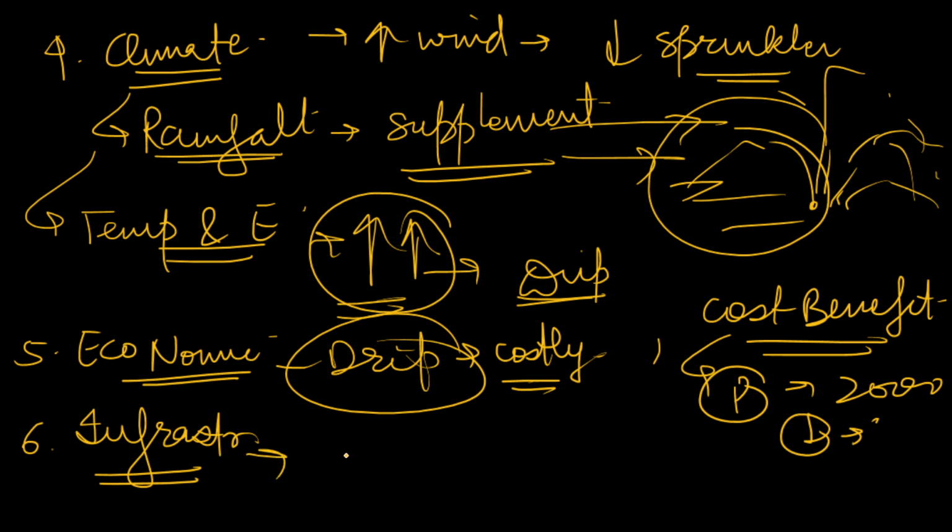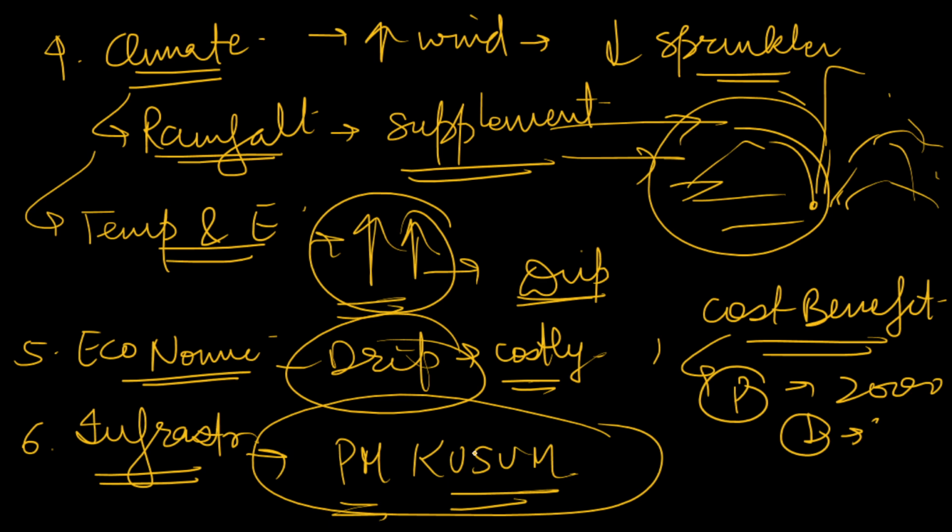Suppose there is a scheme, PM Kusum. If the farmers have this scheme, obviously they will go for tubewell pumps based on solar power projects, because they have this infrastructure available. So all these things have a toll on irrigation.